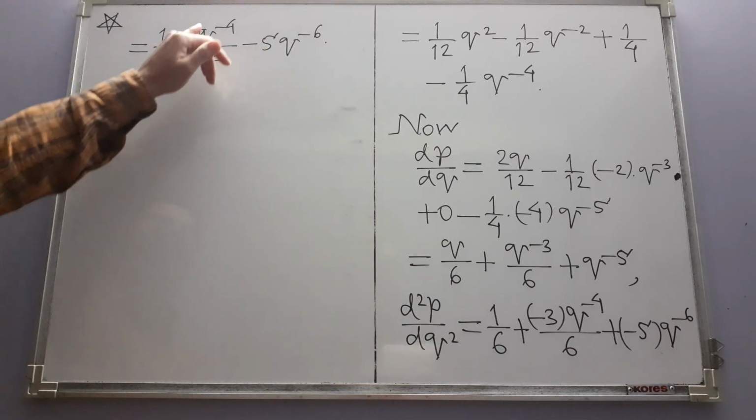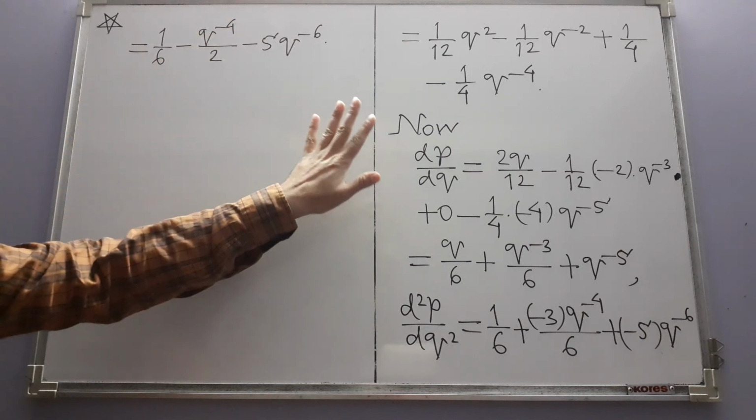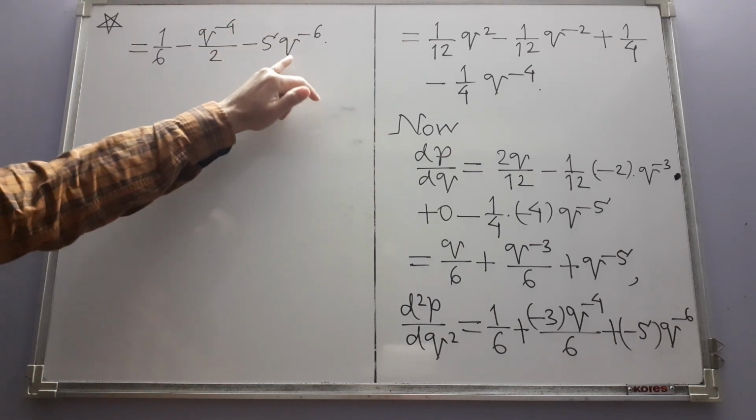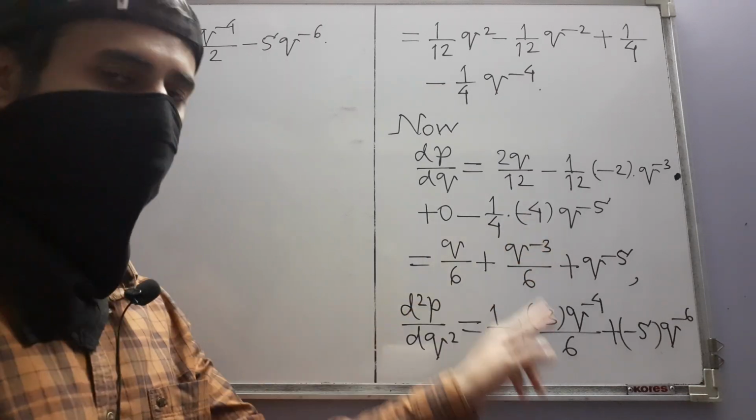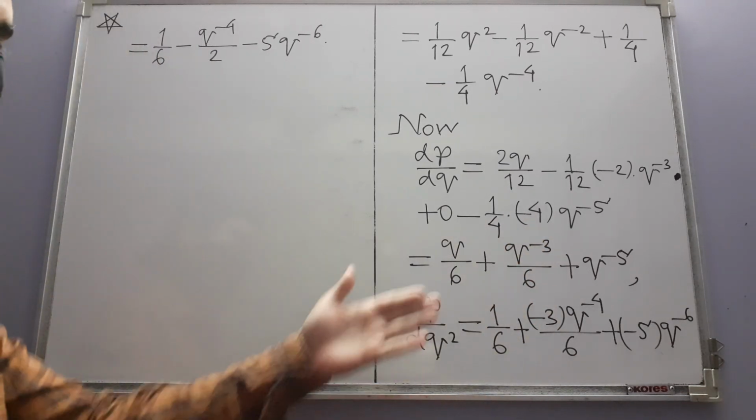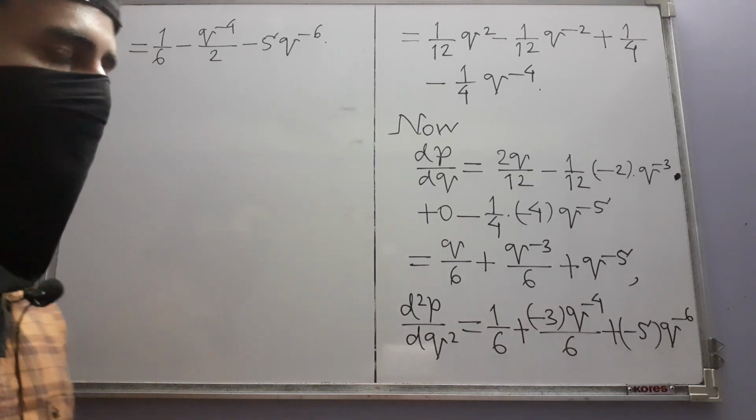If you want, you can also write 1 divided by 2 q to the power 4, and here minus 5 divided by q to the power 6. Some people do not like to see powers with negative exponent, okay, so they want to write as denominator.